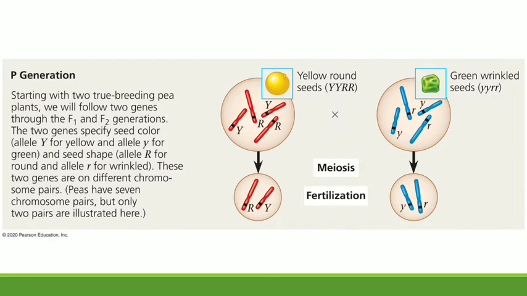So here we're looking at this parent. Inside of it, we're only going to look at 2 pairs of chromosomes because although peas, I think, have 8 pairs of chromosomes, this makes it easier to keep track of what's going on. So on this longer chromosome, we have this seed shape. This is the one they got from their mom, and this is the one they got from their dad.